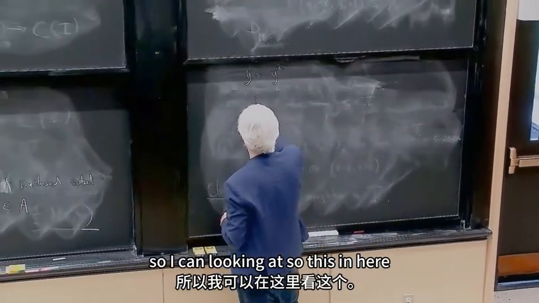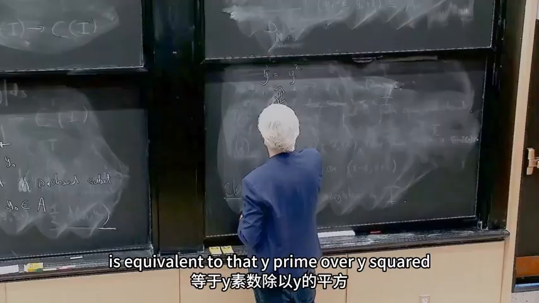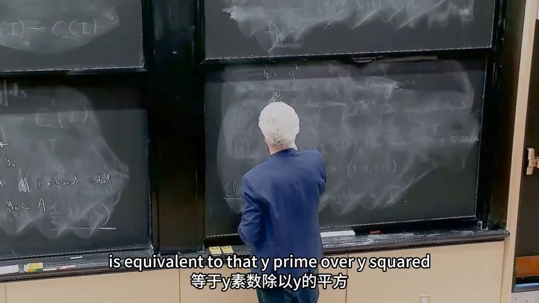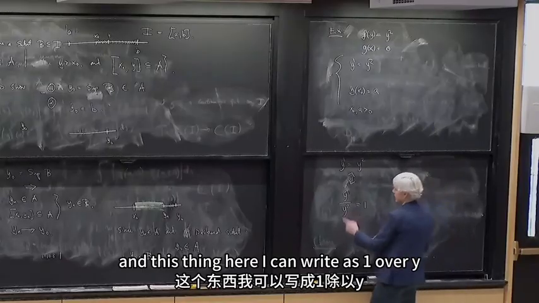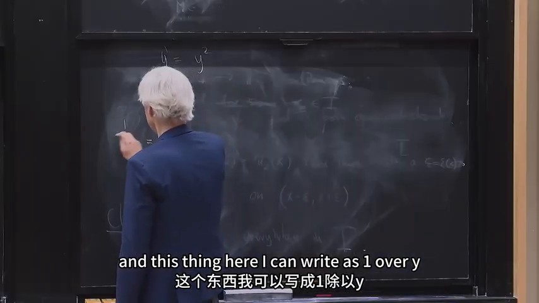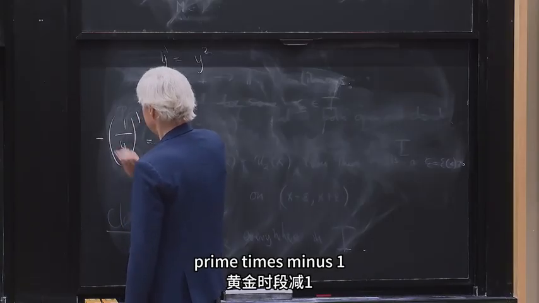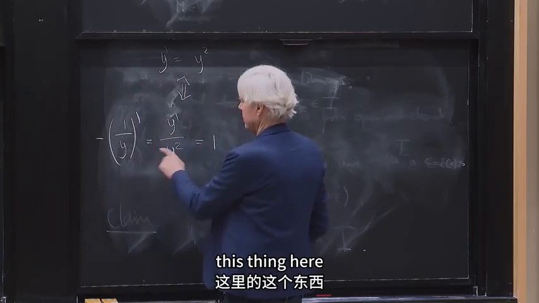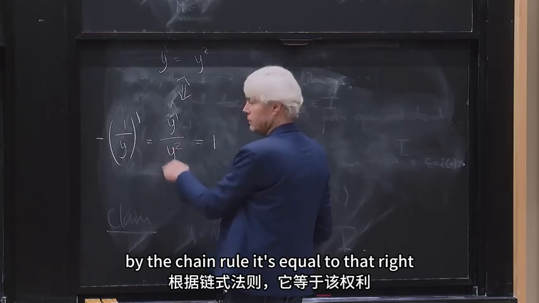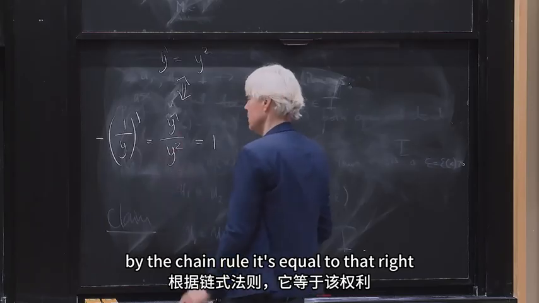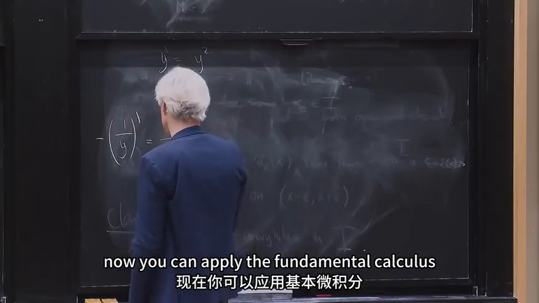So this thing here is equivalent to y prime over y squared being equal to 1. And this thing here I can write as 1 over y, prime, times minus 1. If you're looking at this function here, by the chain rule, it's equal to that, right? And so this means that now you can apply the fundamental theorem of calculus.